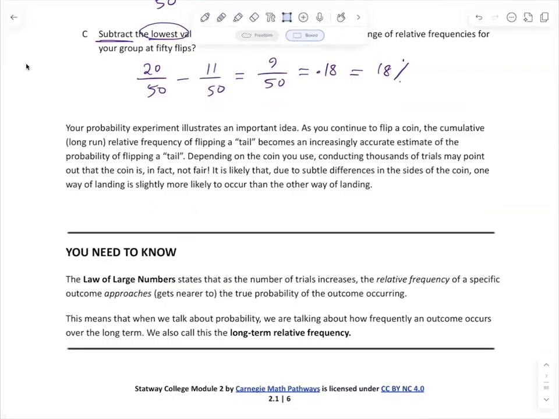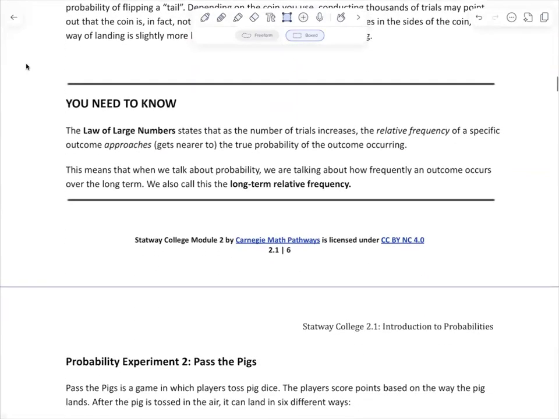Again, each group comes up with their own work. They have a different subtraction, and they're going to enter the answer. The law of large numbers states that as the number of trials increases, the relative frequency of a specific outcome approaches the probability. That is called the law of large numbers.